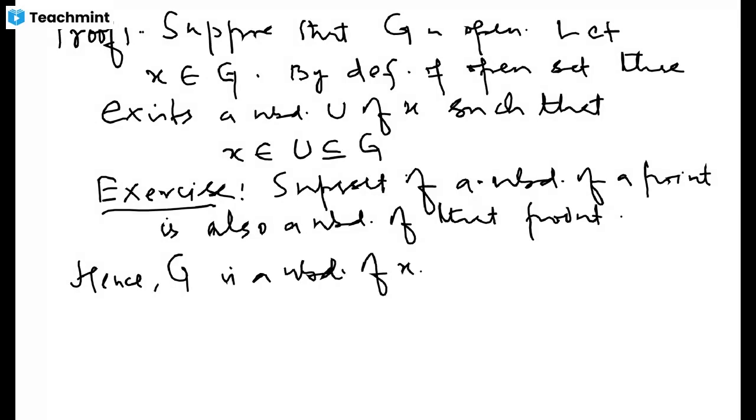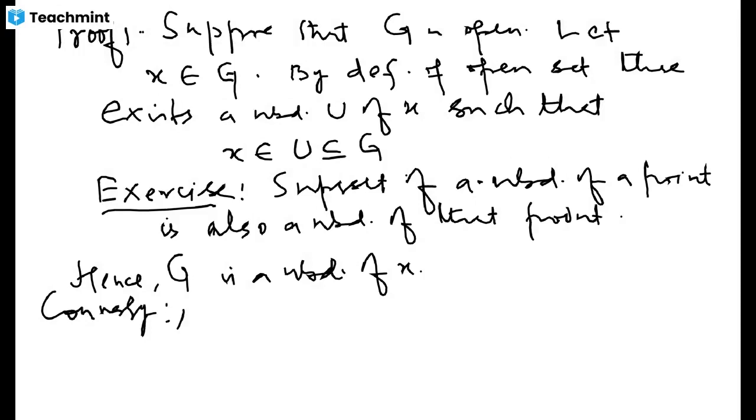So X was an arbitrary point of G, and we established that G is a neighborhood of X, and it follows that G is a neighborhood of each of its points. So the direct part is done. In the case of the converse, we assume that G is a neighborhood of each of its points, and we have to show that G is open.